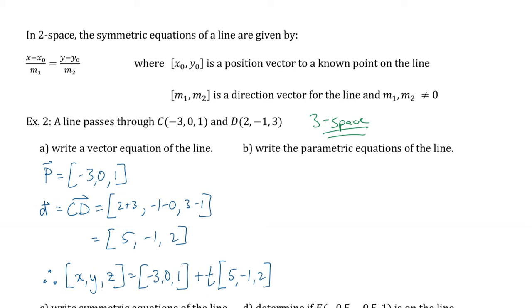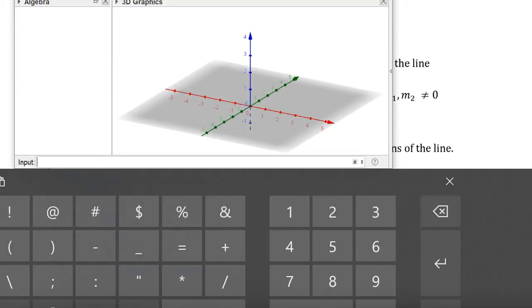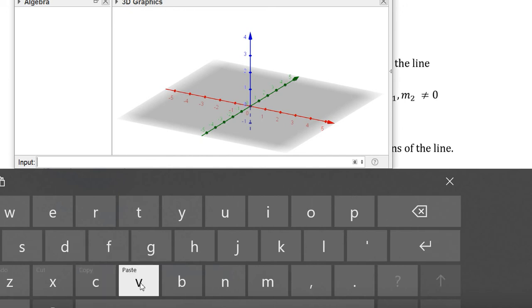So let's take a look. Here is what GeoGebra looks like in 3 space. Okay, so I've got an x-axis, y-axis, and a z-axis. We have talked about this. We did 3-dimensional vectors in the previous unit, so this is not entirely new. We've seen 3D vectors, right? So I have to paste this in a bit of an odd way, so forgive me. Whoops. Control V.